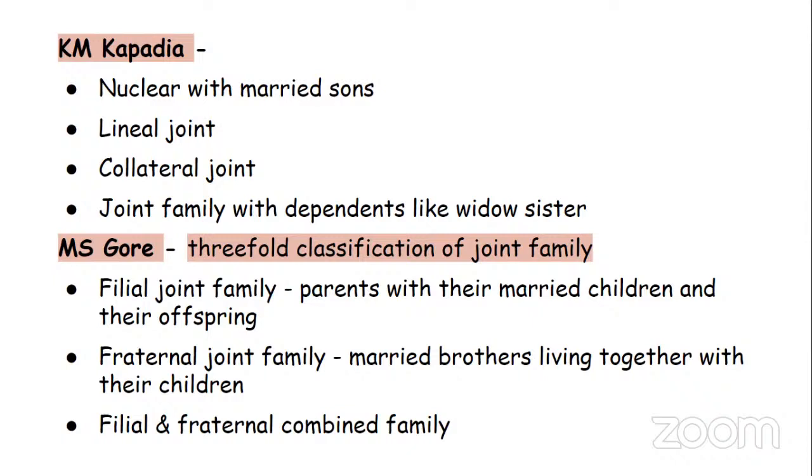But then there is fraternal joint family. In fraternal joint families, the married brothers live together with their children. That kind of a family is known as fraternal joint family. Then there can be a combination of both filial joint family and fraternal joint family. That is the 3rd classification. So this is the 3-fold classification of joint family by M.S. Gore.